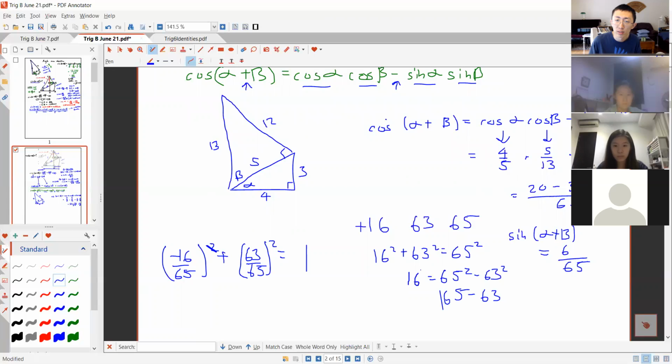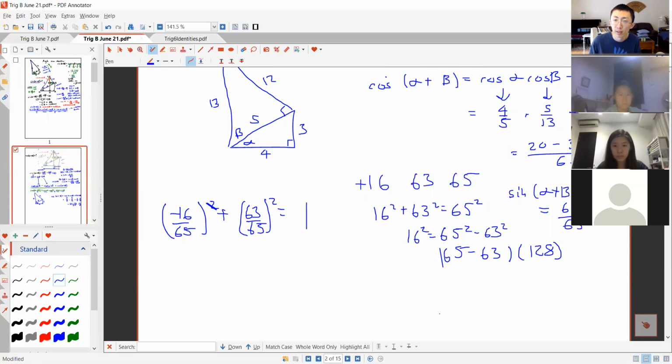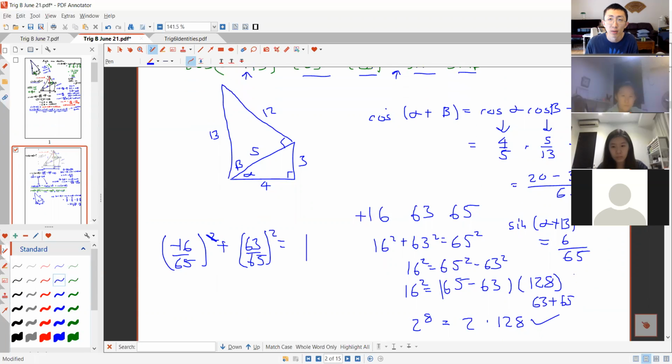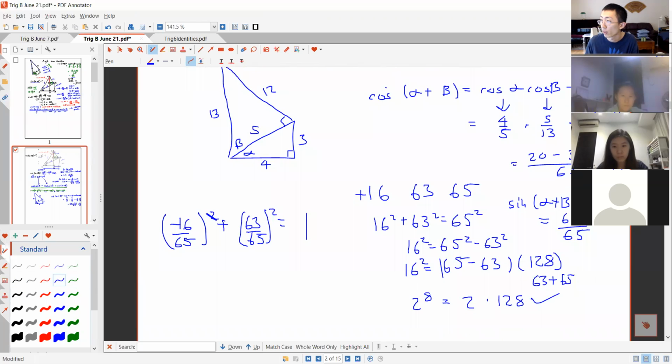So this equals 16 squared, and this equals 2 times 128 if you add them up. So that's 63 plus 65. And yeah, that equals 16 squared. This is 2 to the 8th equals 2 times 128. Check. Okay, so that's right. Well, at least it satisfies the Pythagorean identity. And we proved the formulas, so it should be right.